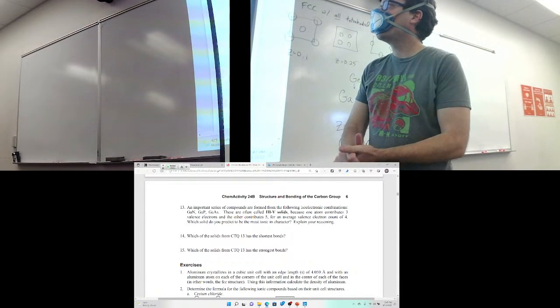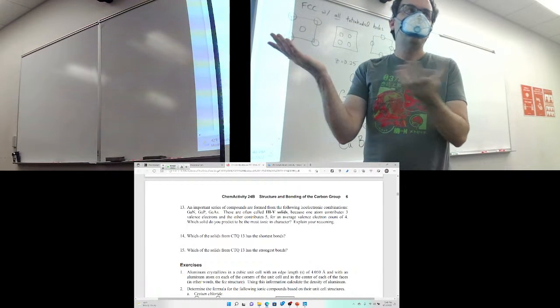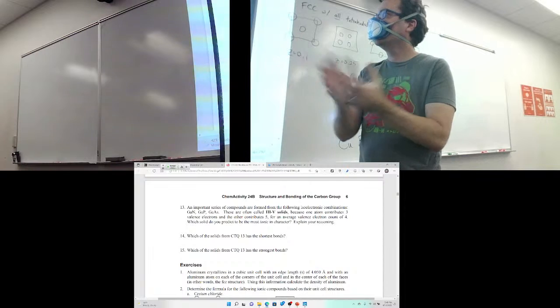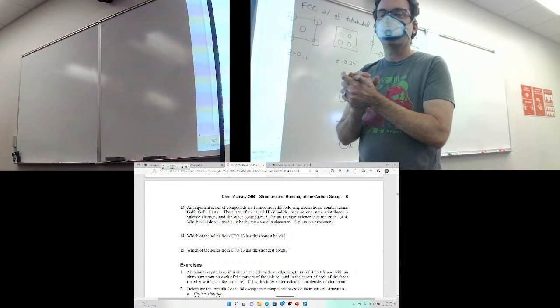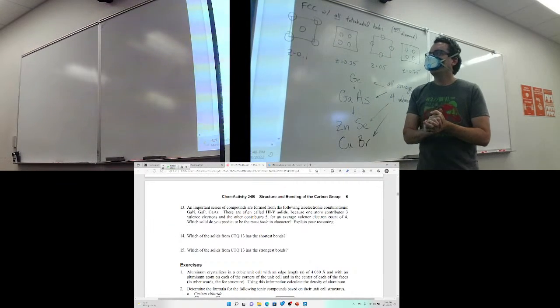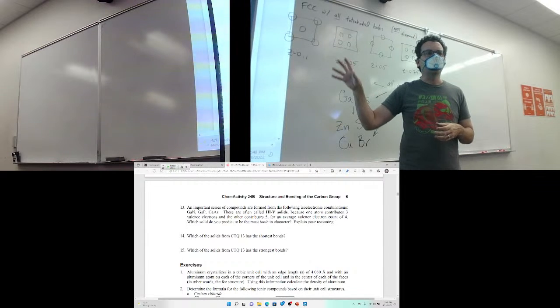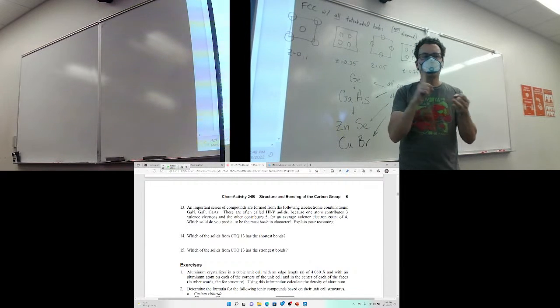So which of these has the shortest bonds? GaN, because you have small atoms. The smallest ones will make the shortest bonds. And which has the strongest? GaN, yeah.